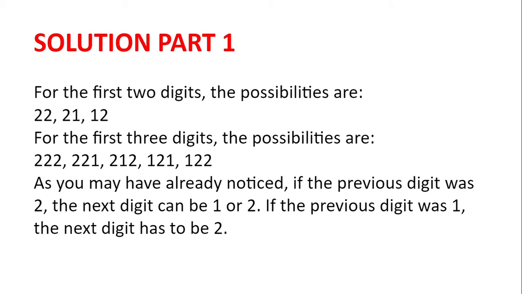Solution. For the first two digits, the possibilities are 22, 21, and 12. For the first 3 digits, the possibilities are 222, 221, 212, 121, and 122. As you may have already noticed, if the previous digit was 2, the next digit can be 1 or 2. If the previous digit was 1, the next digit has to be 2.